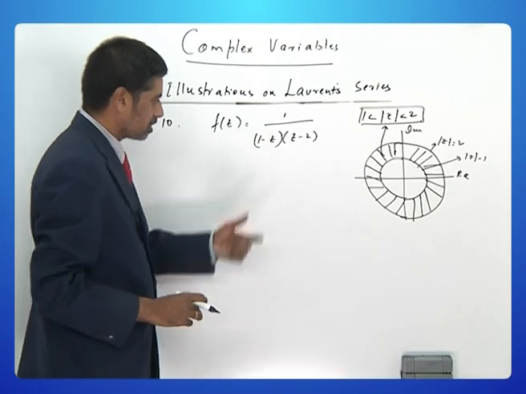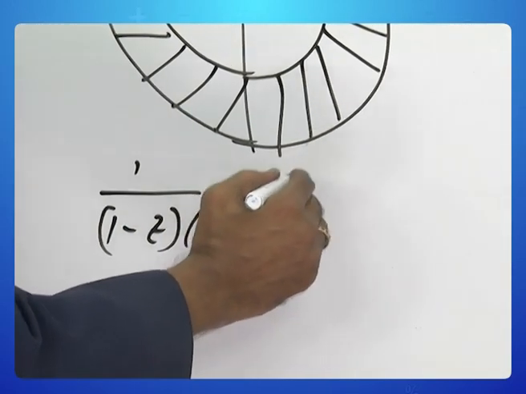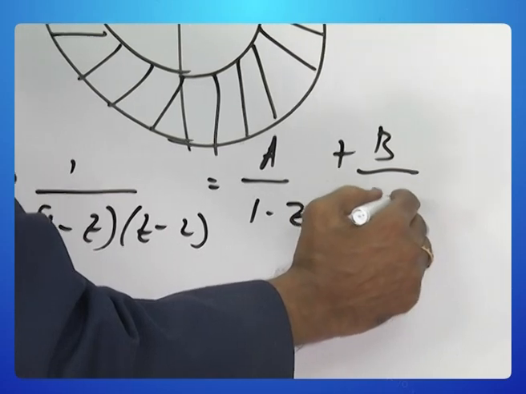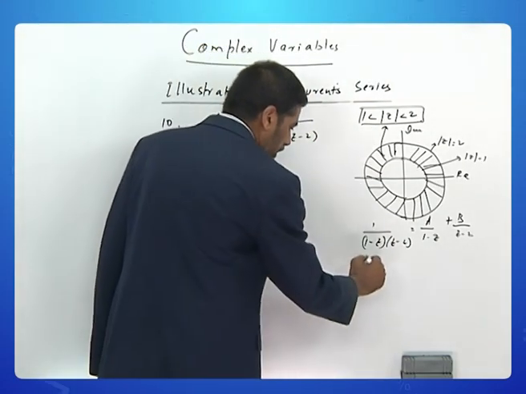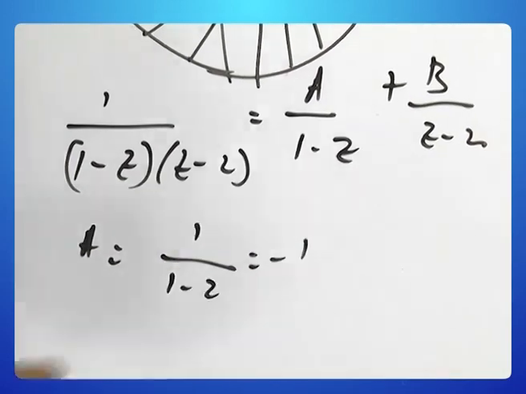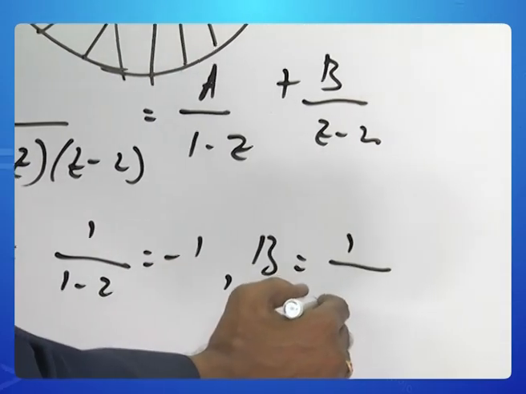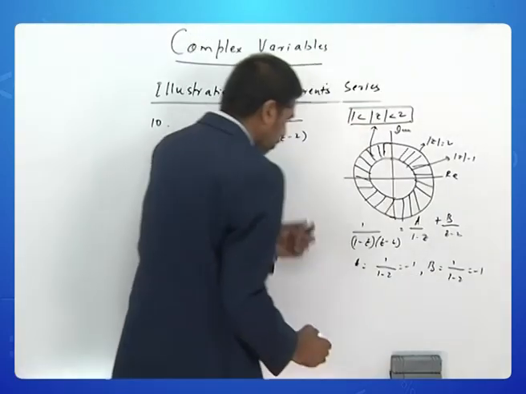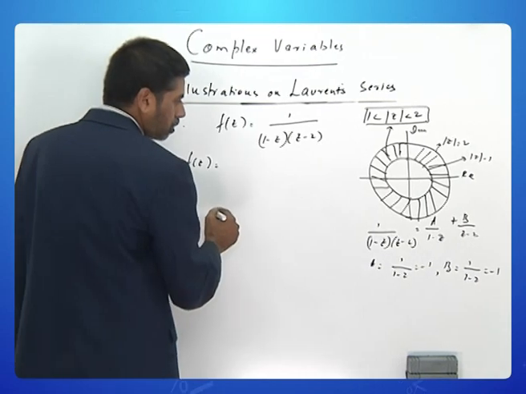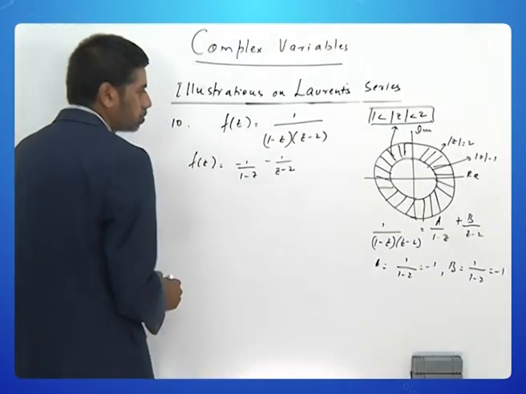So first let's get the partial fractions. 1 by (1 minus z) into (z minus 2) is A by 1 minus z plus B by z minus 2. So A is equal to 1 by 1 minus 2, which is minus 1. B is 1 by 1 minus 2, which is also minus 1. So f of z is equal to minus 1 by 1 minus z, minus 1 by z minus 2.